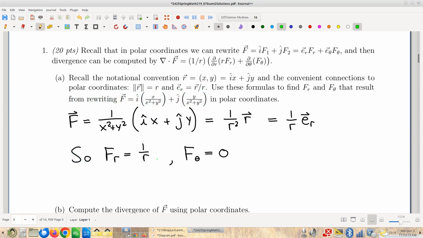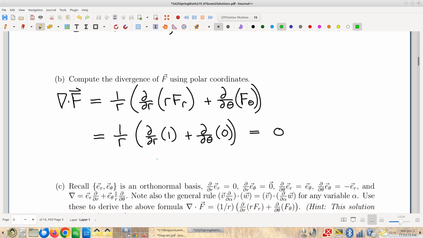Then students compute the divergence, and look how easy that divergence computation ends up being because everything's in polar. This was 0 in the first place, so that second term is ultra easy. And then this first term goes down pretty easy too, just not that much to it. So very easy calculation in polar coordinates.